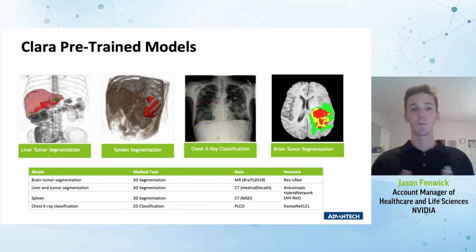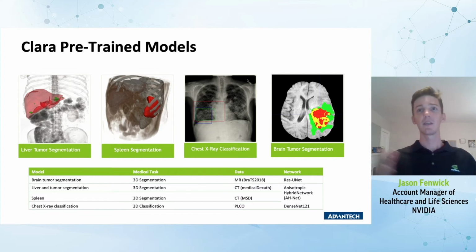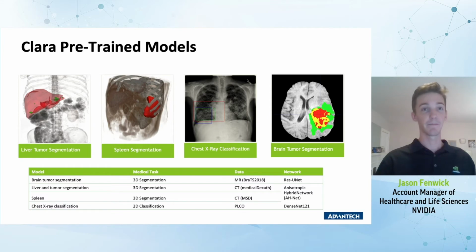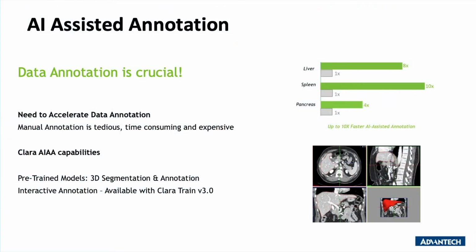We've made available pre-trained models for organ-based segmentation, classification, and annotation. Here you can see some examples of those models in action, performing liver and brain tumor segmentation. There are over a dozen pre-trained models available today, and we have even recently added one for chest CT for COVID-19 detection. Quality labeled data is absolutely crucial to train a successful deep learning model.